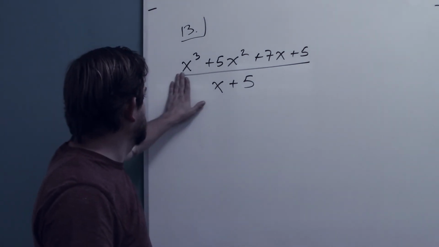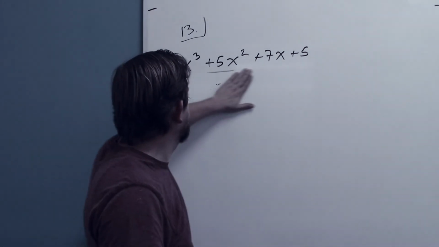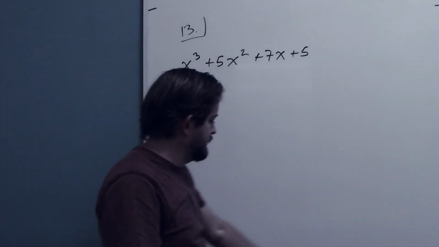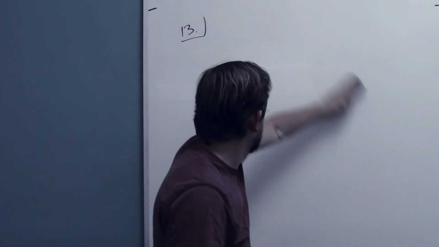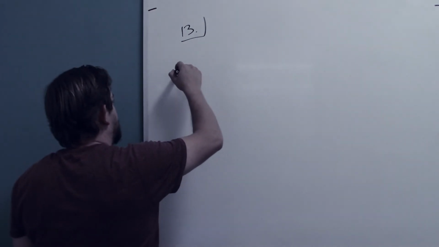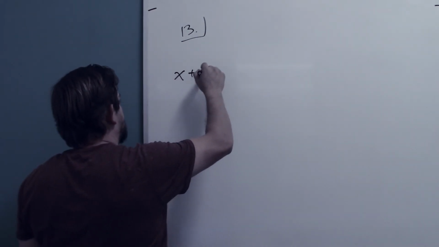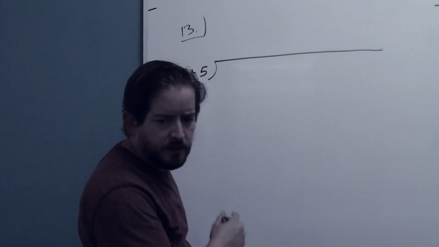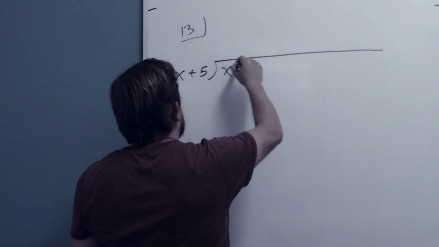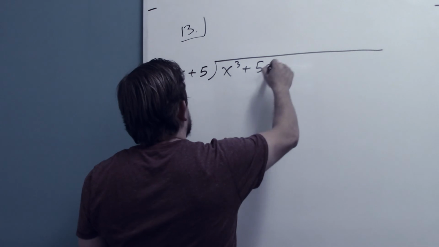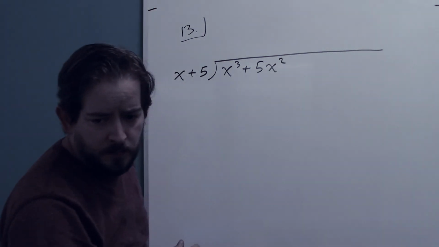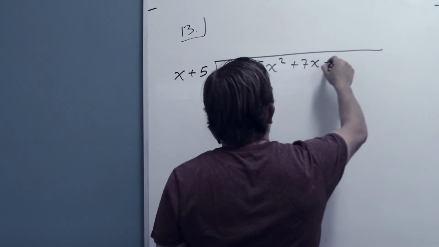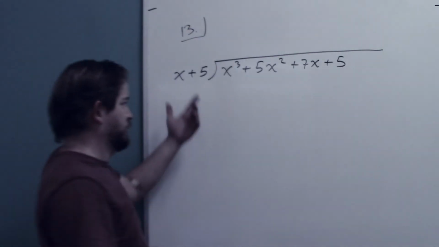But if I'm doing this, I'm just going to take this and write it as x plus 5. Well, should have given myself more room. Just take the x plus 5 out to the left. The denominator goes out to the left. And then I have x to the third plus 5x squared plus 7x plus 5. And go through that process.